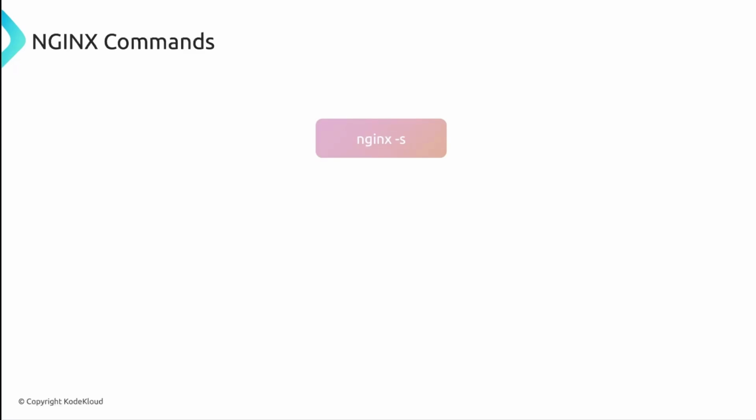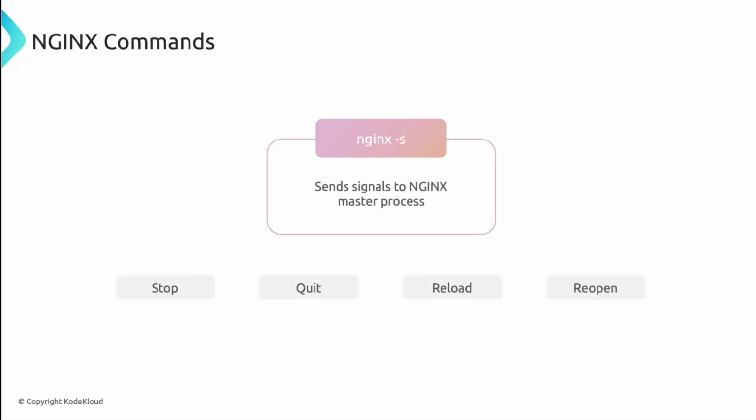nginx -s. This is that signal to the master process. So with this, we can do a lot of things. We can stop, we can quit, we can reload, we can reopen. For example, if you wanted to stop NGINX, you could do nginx -s for signal and then pass in the stop command. If you wanted to do the same thing with quit, reload, reopen, you're always going to use nginx space -s space reload, for example.